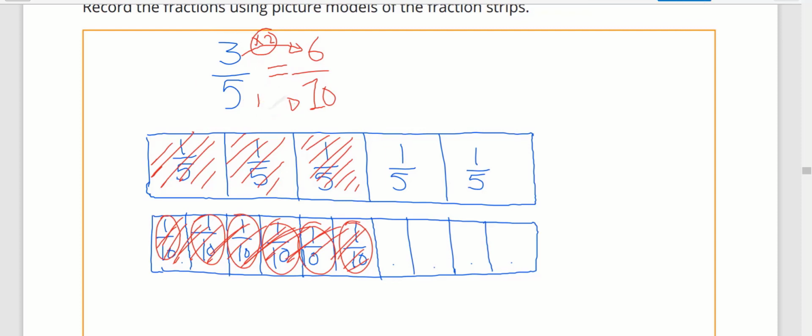Okay, we will erase this. If we multiply 3 over 5 by another number, by 3, for example, 3 times 3, 5 times 3, by the same number. 3 times 3 equals 9, and 5 times 3 equals 15. So 3 over 5 equals 6 over 10 equals 9 over 15. Finish.